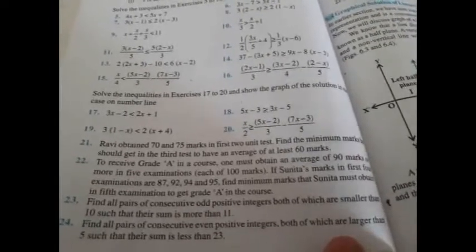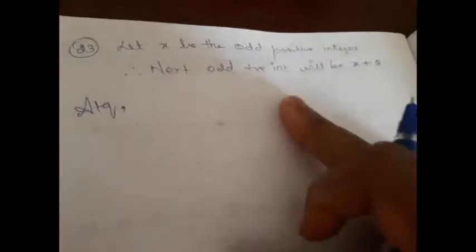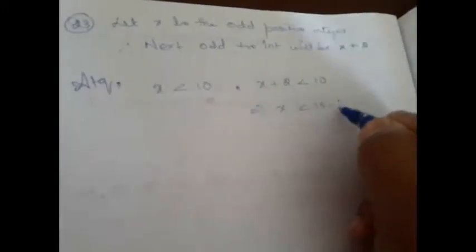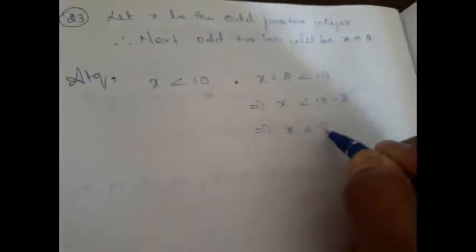Let us see how we can solve this now. Let x be the odd positive integer. Therefore, the next odd positive integer will be x plus 2. According to the question, both the odd positive integers, both the numbers are less than 10. Smaller than 10, right? That's what is given in the question. So x is less than 10 and x plus 2 is also less than 10. But what does this imply? x is less than 10 minus 2. This implies x is less than 8.